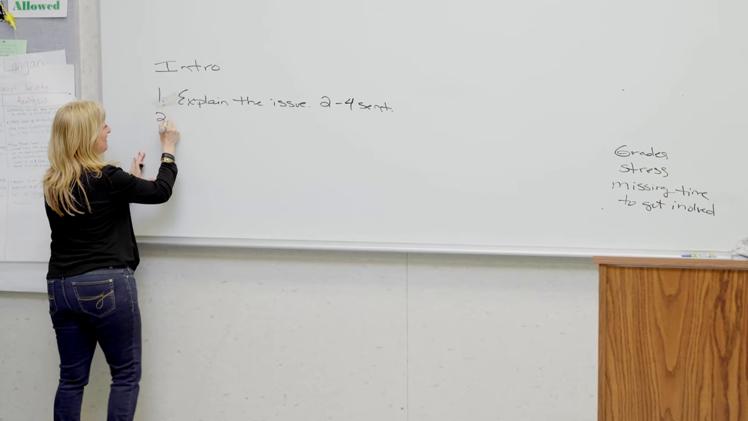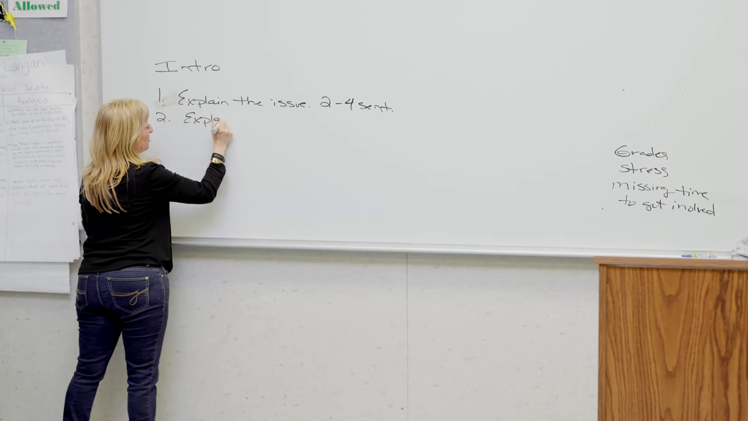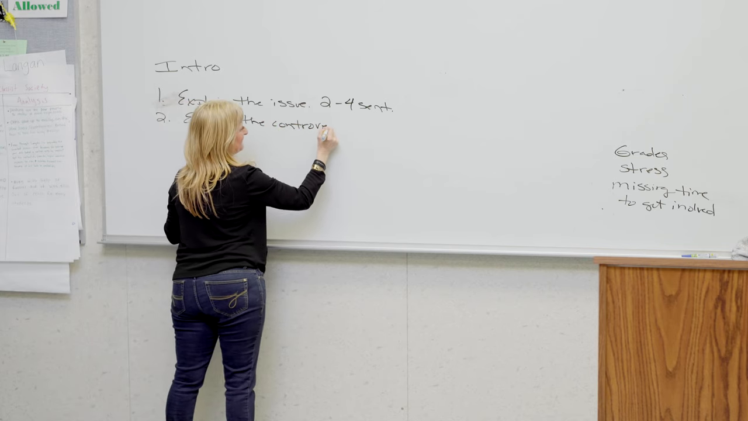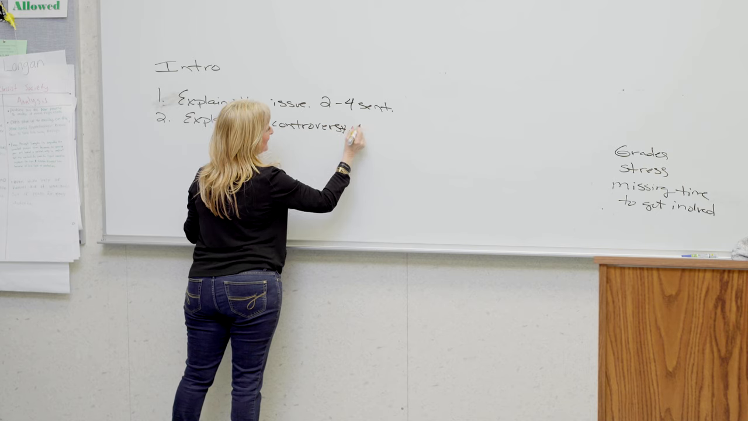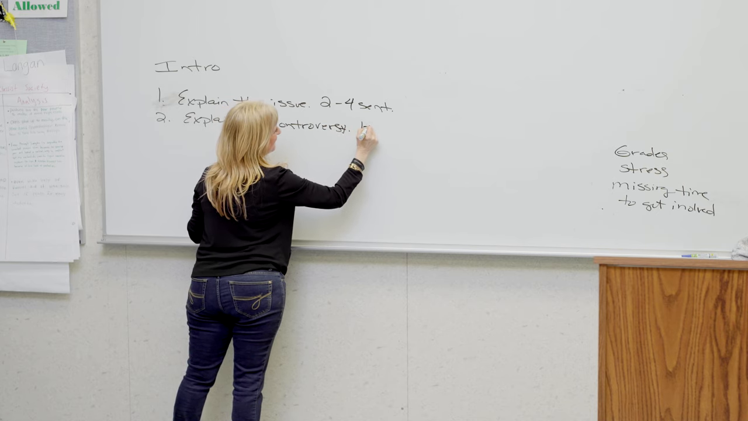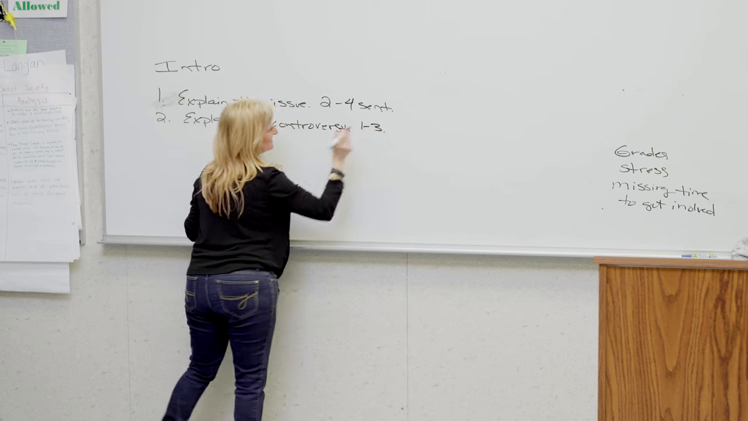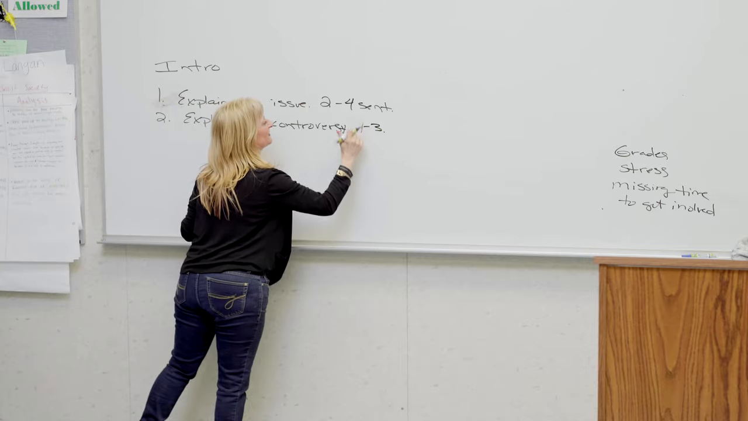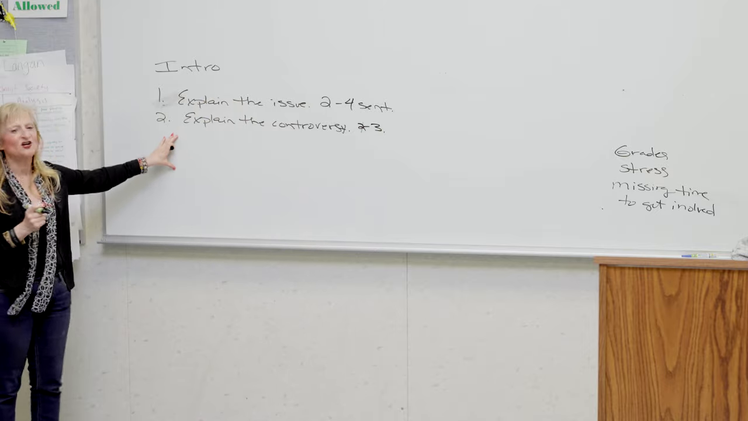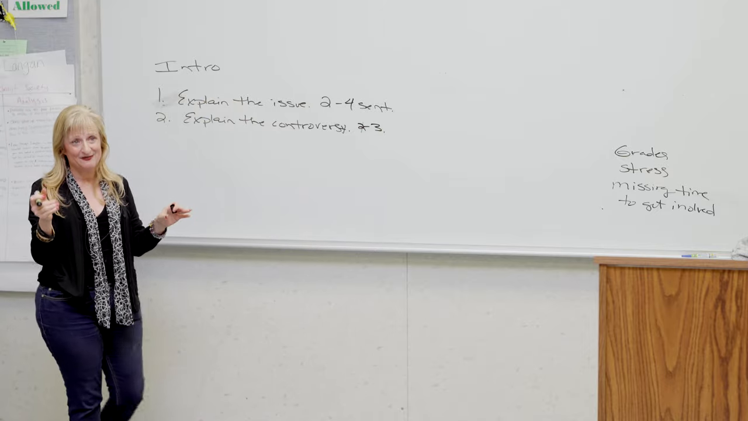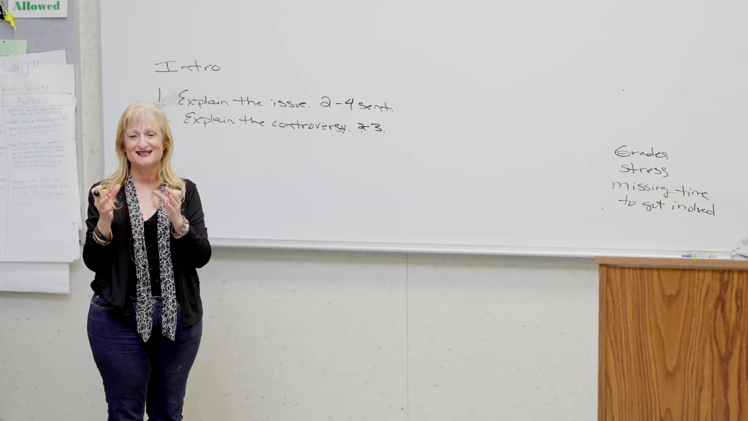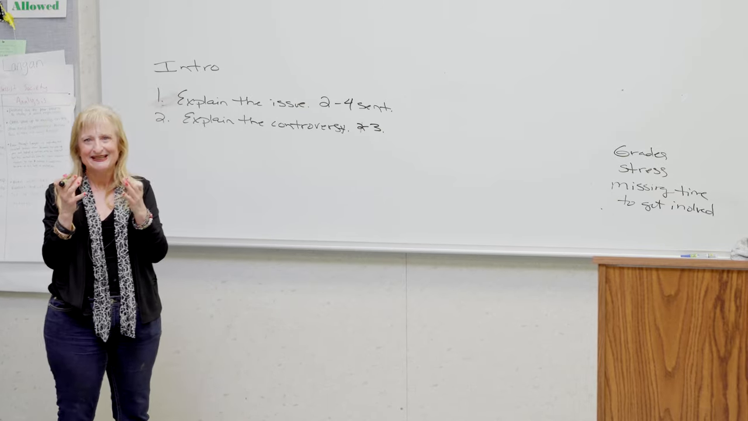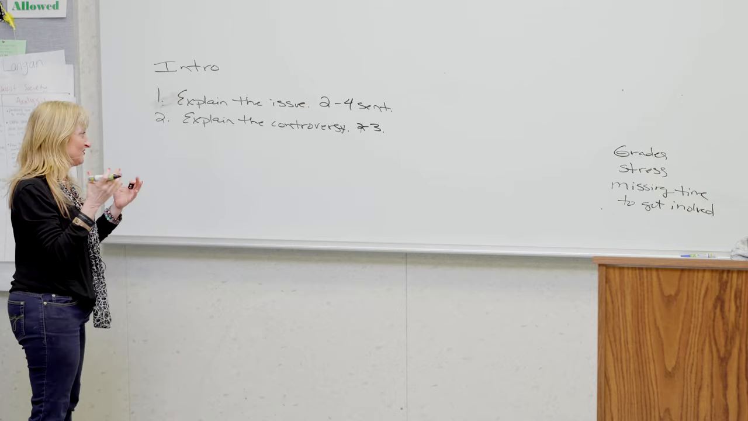Then I want you to explain the controversy, meaning, why do people disagree about it? That's about 2 to 3 sentences. You're going to explain both sides, kind of neutrally. You're not really taking a side yet, you're just explaining it so they understand why people disagree.